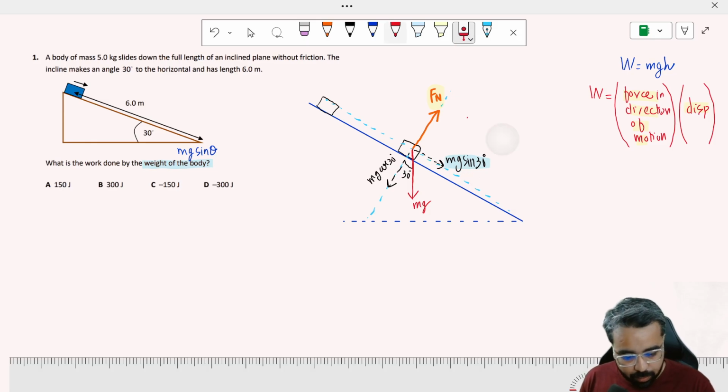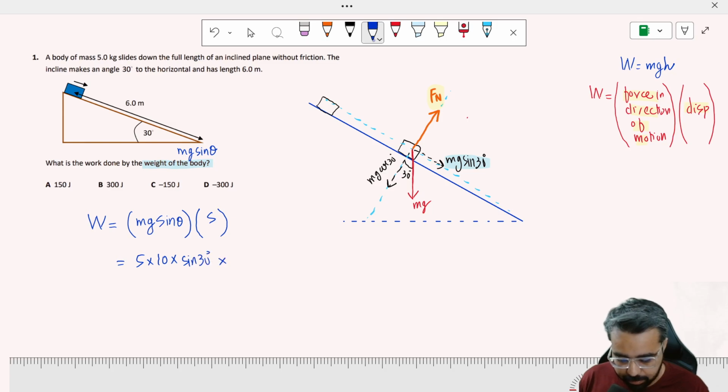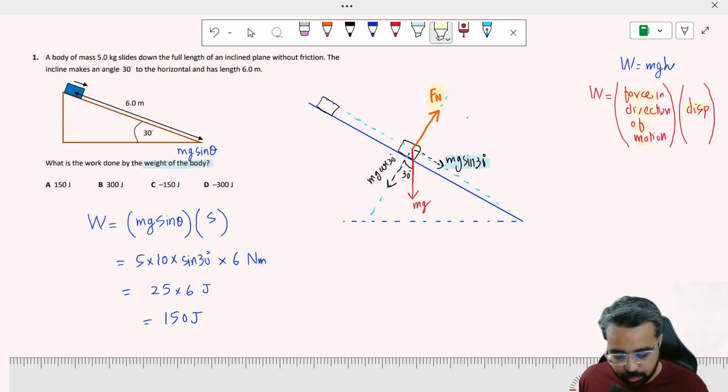According to this, if we apply the equation, which force is in the direction of motion? That is mg sin theta, times the displacement, which is obviously the length of the ramp. So let's put the values: 5 times, let's say 10, and sin 30 degrees, times 6 meters. This results in 25 times 6, which equals 150 joules. So this is the positive work.